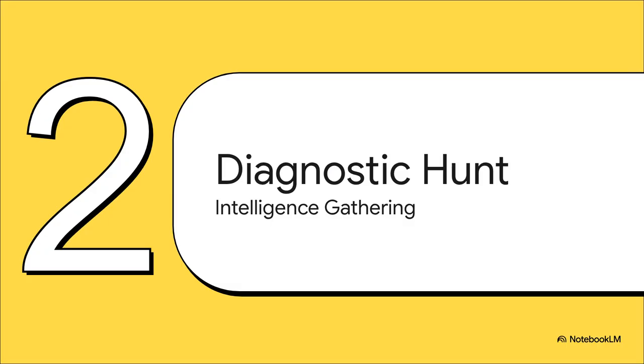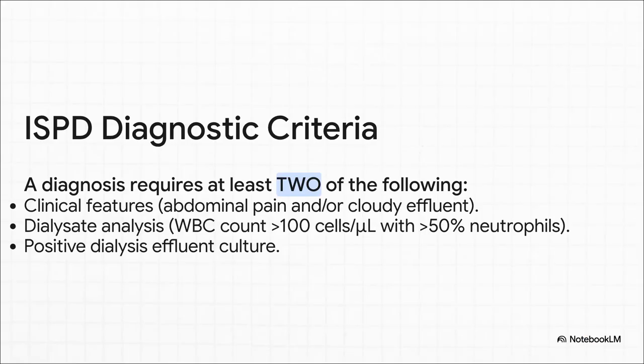Right. The enemy is now inside the gates. The battle immediately shifts to diagnostics. This is our intelligence gathering phase, and it is absolutely critical. You can't launch a targeted strike if you have no idea who or what you're fighting. Rapid, accurate identification of the pathogen, it's everything. The International Society for Peritoneal Dialysis, the ISPD, has basically standardized the rules of engagement here.